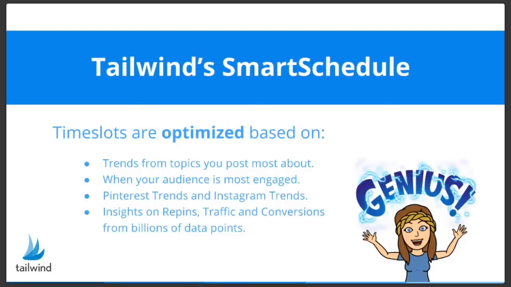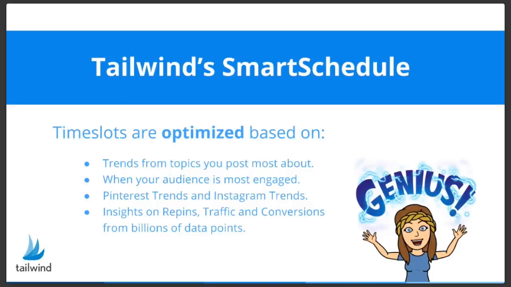Something else I want to point out is that Tailwind Smart Schedule is actually optimized for you specifically. So the time slots that are in your Smart Schedule aren't just randomly selected or randomly generated. These are actually based on data. So your time slots are based on a number of different things. So trends from topics that you post a lot about, when your audience is most engaged, Pinterest trends, and then also Instagram trends in general when you're using Instagram, but for right now we're just talking about Pinterest. But the same goes for if you use Tailwind for Instagram, the Smart Schedule is also based on Instagram trends. And then finally, insights on repins, traffic, and conversions from literally billions of data points.